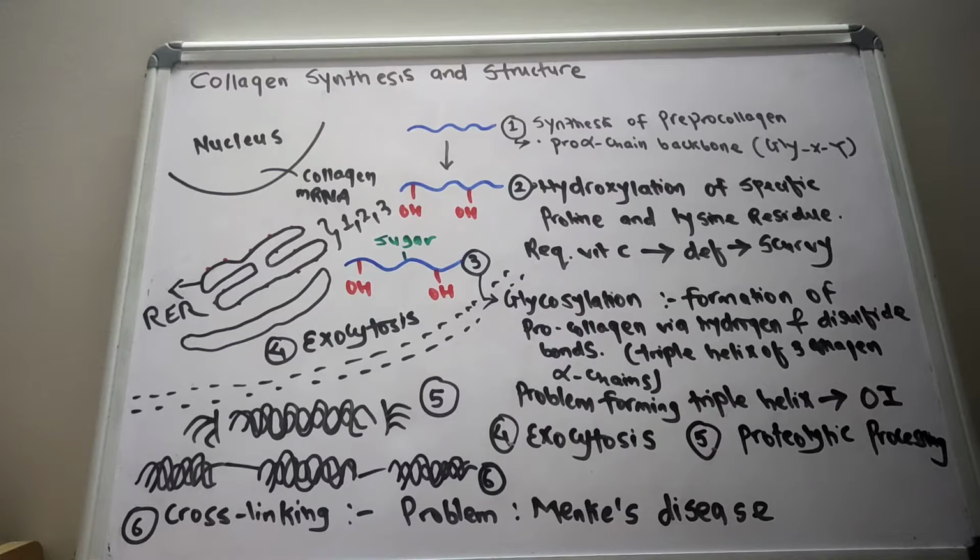So the first 3 steps, the synthesis, hydroxylation and glycosylation, occur inside the cell. And after exocytosis, in the extracellular space, there is proteolytic processing and cross-linking of the procollagen.